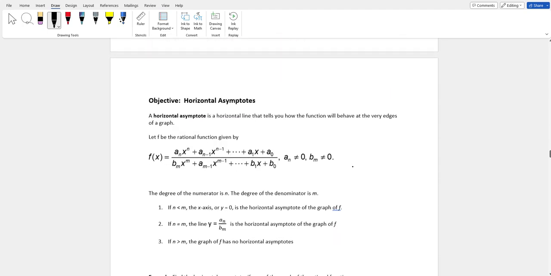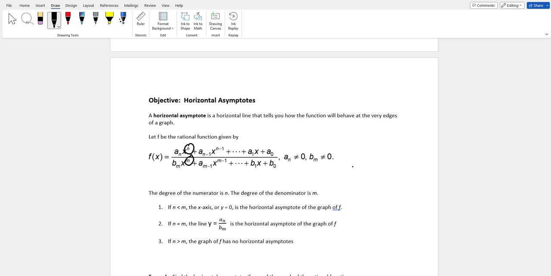All right, now let's talk about horizontal asymptotes. A horizontal asymptote is a horizontal line that tells you how the function will behave at the very edges of a graph. So we've got this rational function. The degree of the numerator is n, and the degree of the denominator is the letter m. That's basically the highest exponents that you see. So you have n here, m here, your highest exponents. If n is less than m, the x-axis or y equal to 0 is your horizontal asymptote.